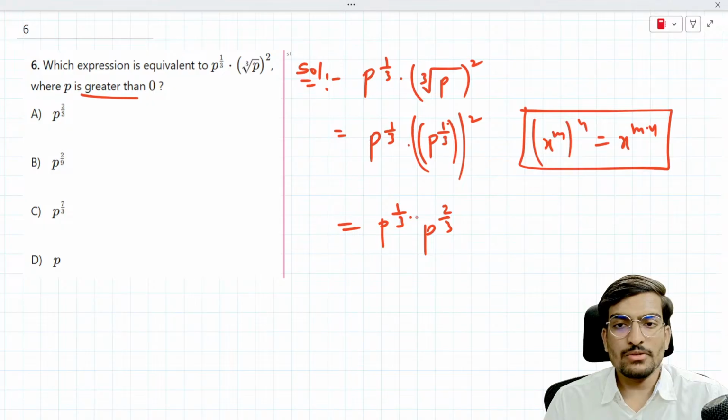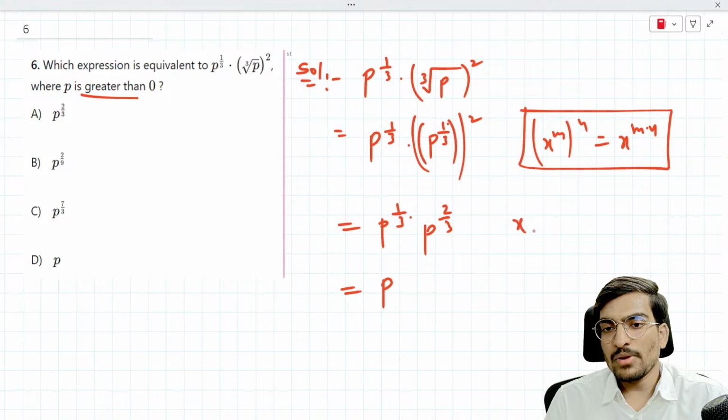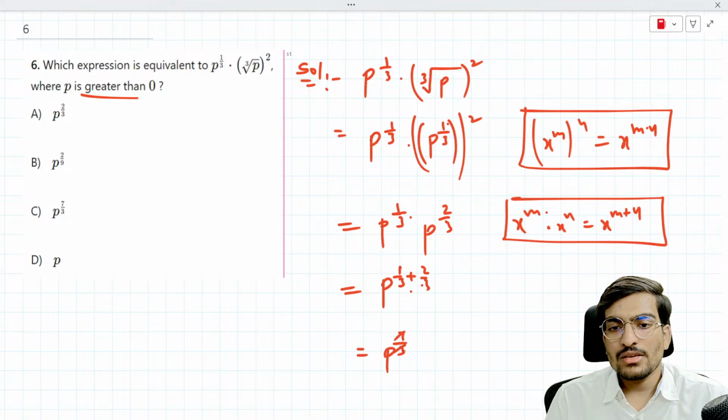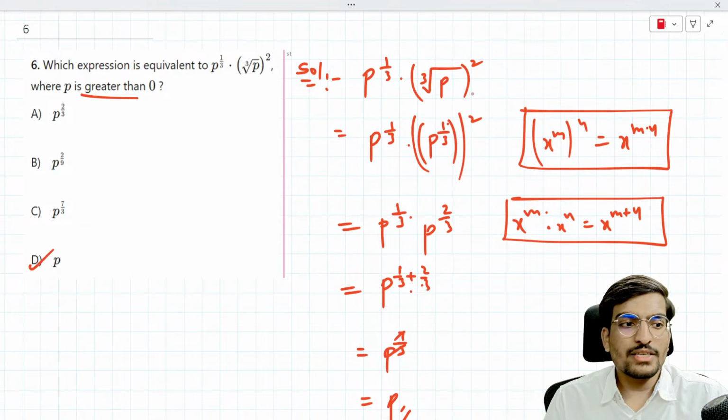Later on. As of now, let's just continue with this. Now p raised to the power of 1 by 3, p raised to the power of 2 by 3, we apply the product rule, x power m times x power n equals x power m plus n. So that's 1 by 3 plus 2 by 3, which is 3 by 3, which cancels out, so it is p, which is option D.